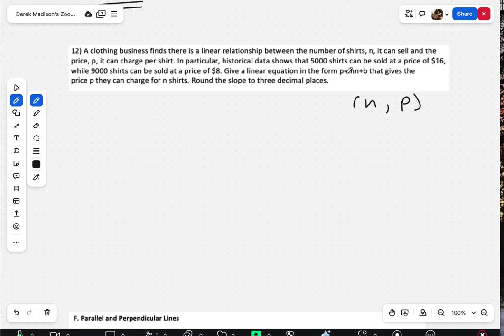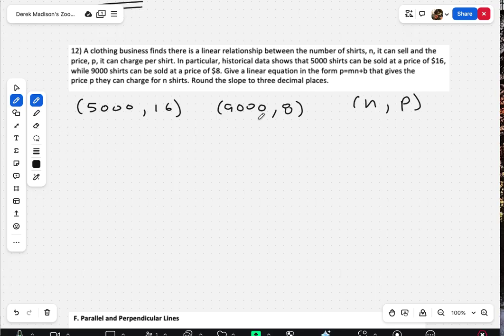And so we're supposed to give the equation in this form and then round our slope to 3 decimal places. Okay, so let's write out our ordered pairs. So our number and our price. They are in the right order this time, but there's nothing that says they have to be, so again, keep an eye out for that. And then 9,000 goes with $8. And you can see I'm basically right back at that last problem. Here are my 2 points, and now I'm just going to find the equation of the line.